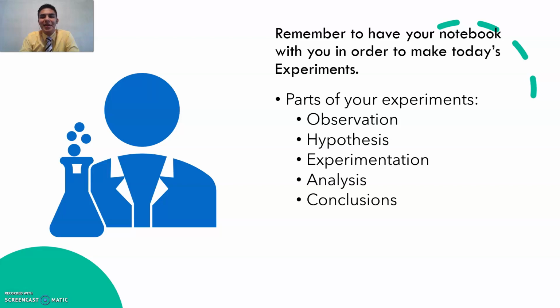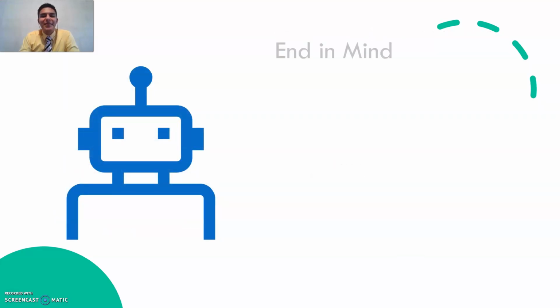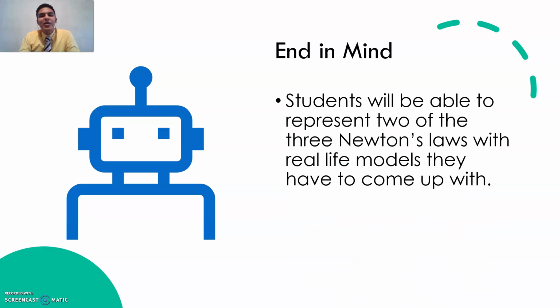need to conduct today. And something important to notice as well is that today you need to pick 2 of the Newton's laws. And of course, conduct your experiments trying to prove each one of them. The end in mind that we have for today is this one. The students will be able to represent 2 of the 3 Newton's laws with real-life models they have to come up with.